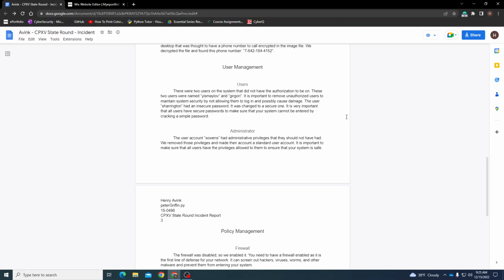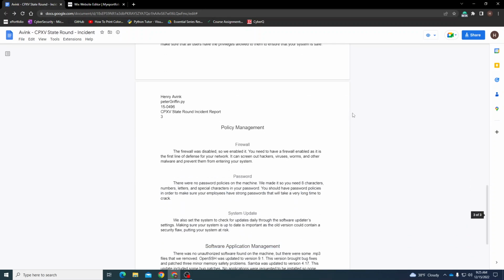It is important to make sure that all users have only the privileges allowed to them, to ensure that your system is safe. Moving on to policy management, the firewall was disabled, so we enabled it. You need to have your firewall enabled, as it's the first line of defense for your network. It screens out things like hackers, viruses, worms, and other malware, and prevents them from entering your system.